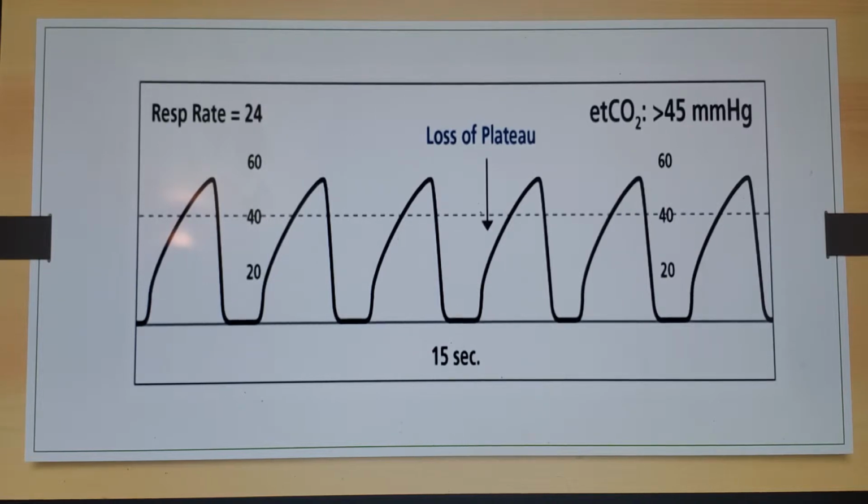Up in that top right corner, you'll also see that the end-tidal CO2 is often a little higher, greater than 45. And that's another important thing to remember. We'll talk about that later when differentiating from CHF.